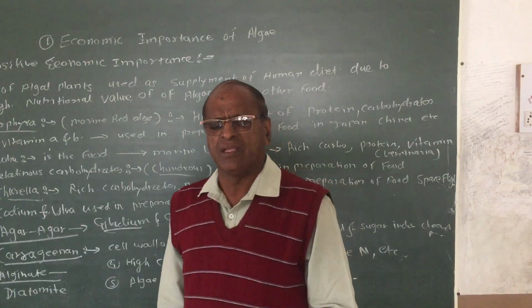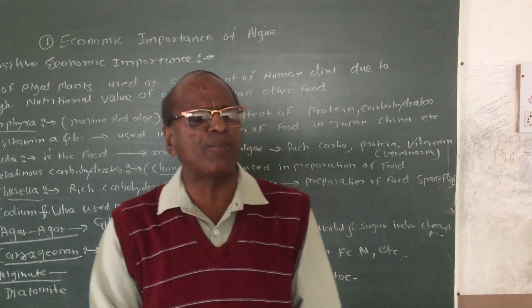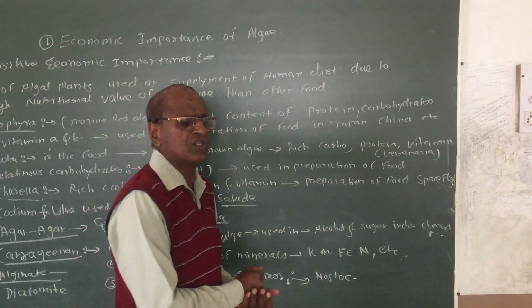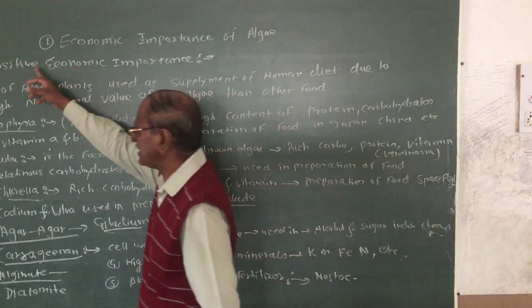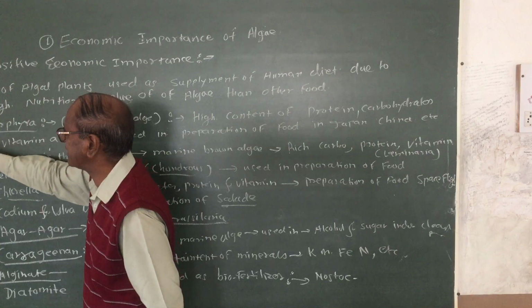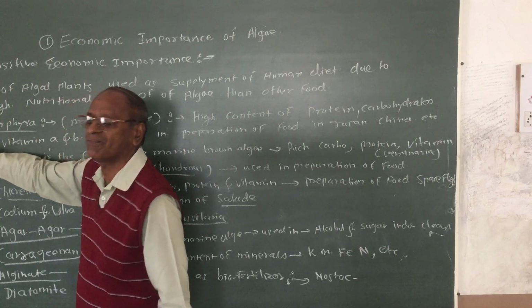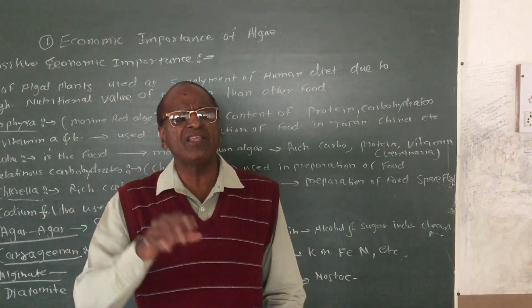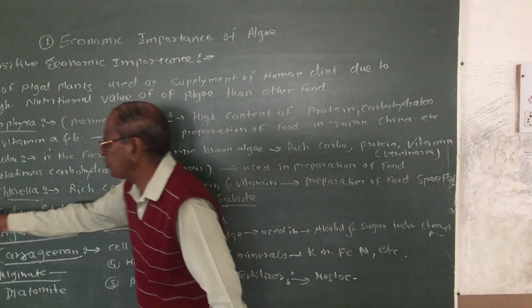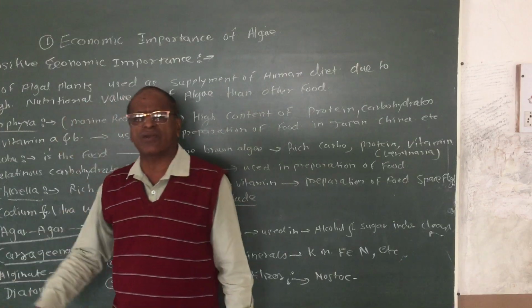In this way, a numerous number of algal plants may be used in the preparation of foods. Hence, in the first criteria, we studied that algae may be used as food. Then the second one: rather than food, the algae may be used in industrial products.